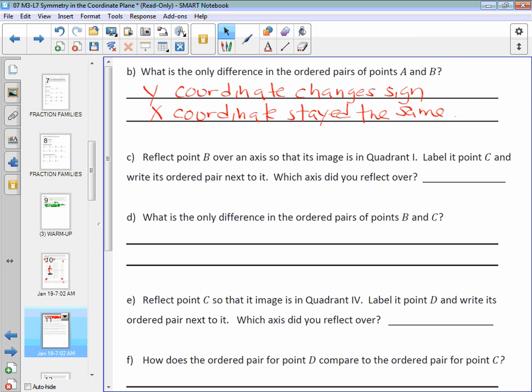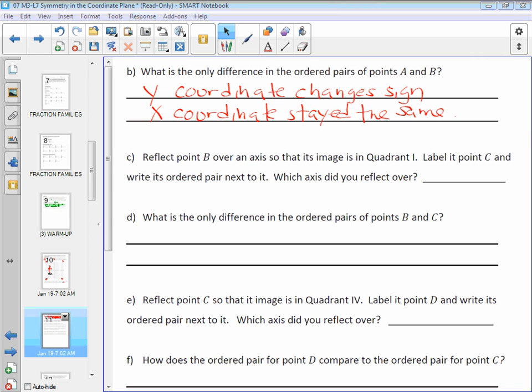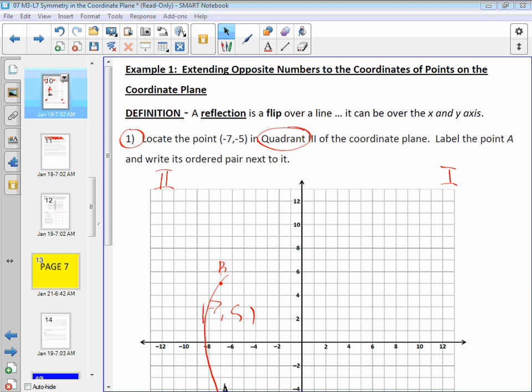Okay. Let's get caught up. Okay, now I'm going to stay on this page so we don't have to flip back and forth.